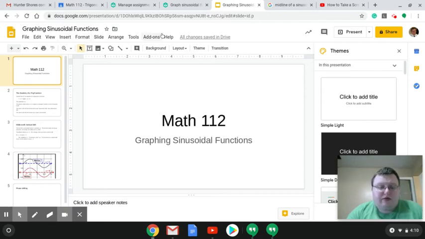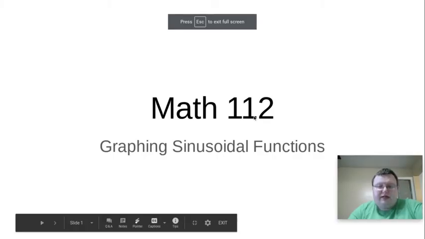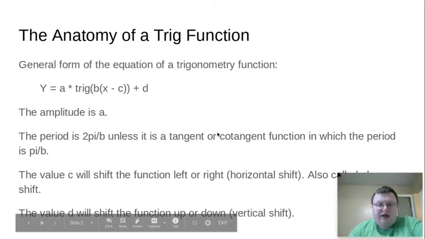All right, so I'm going to do a little quick PowerPoint. This won't take very long. I just want to talk a little bit about graphing sinusoidal functions. I had some questions about that, so we'll see what we can do. Hopefully, this will work. Anyways, here's a quick little PowerPoint about graphing sinusoidal functions.